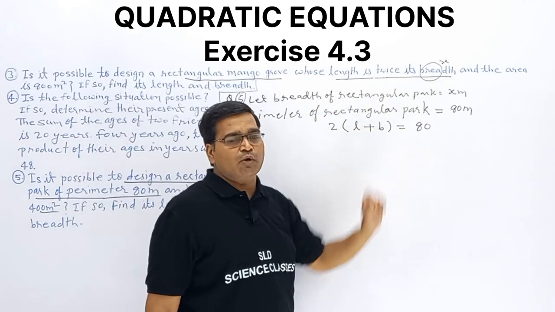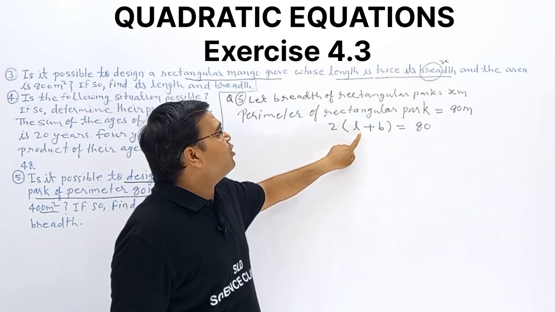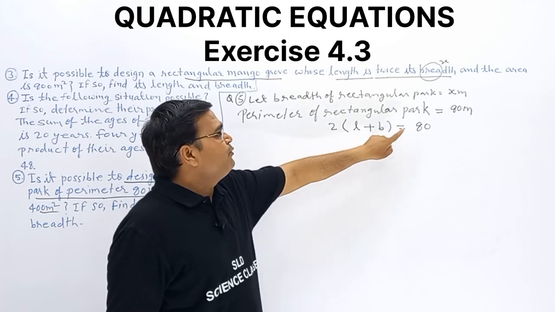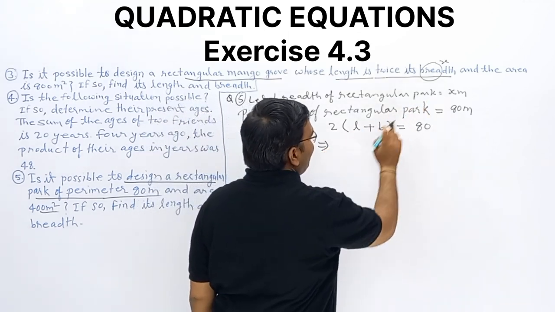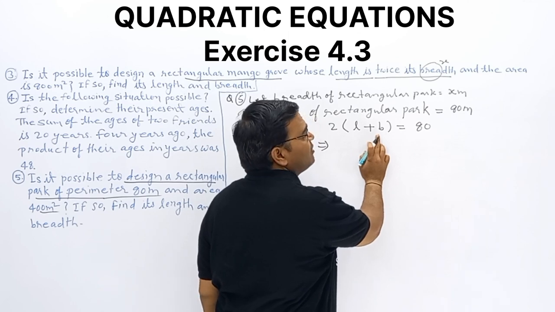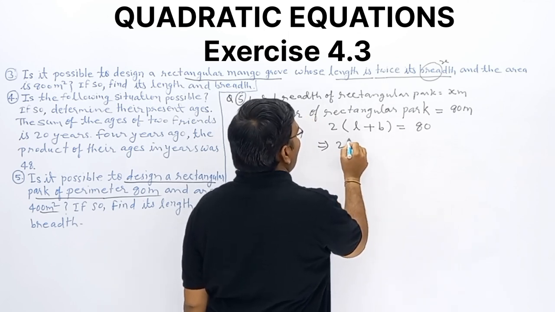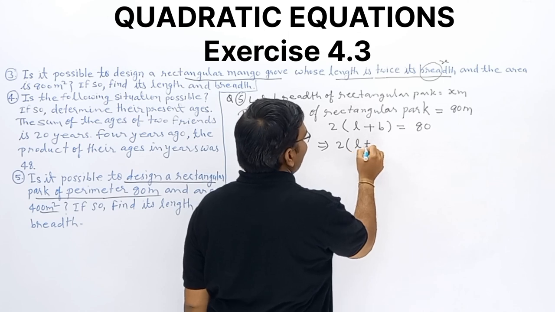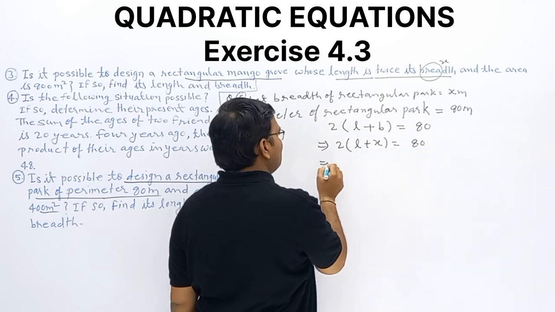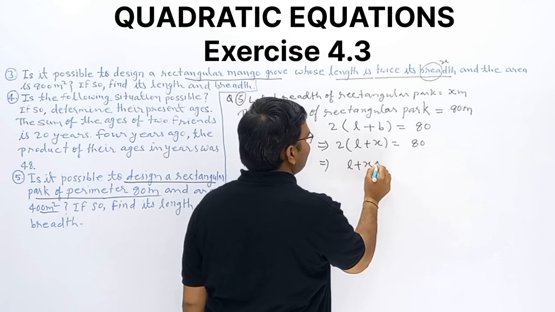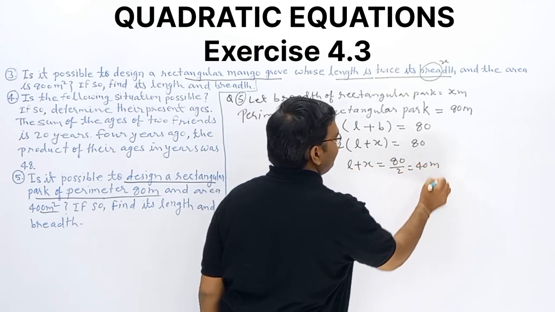The perimeter is given in the question. Then the perimeter of a rectangle is what? 2 times (length plus breadth), which is 80. It is given in the question. Put x in the place of the breadth. 2 times (length plus x) equals 80. Solve this one. Length plus x will be what? 80 upon 2, 40 meter.